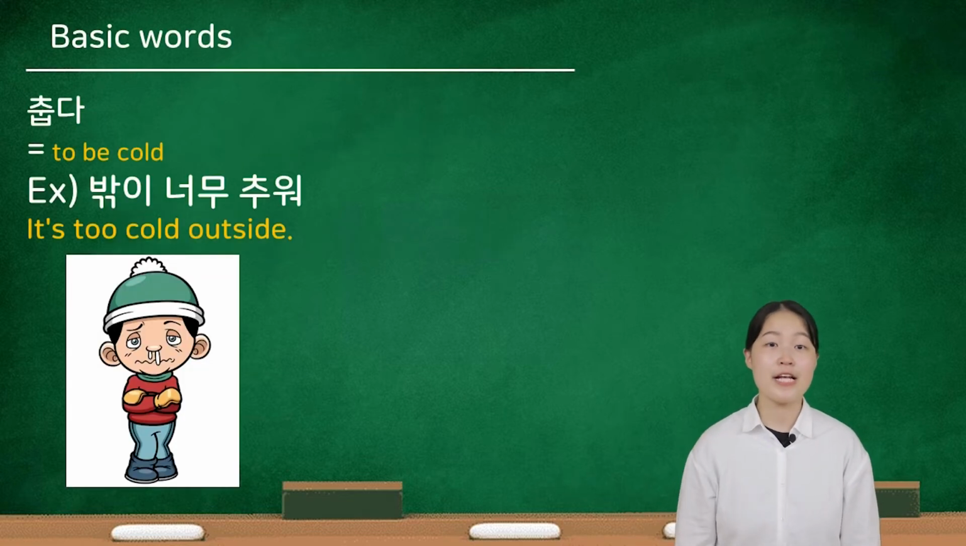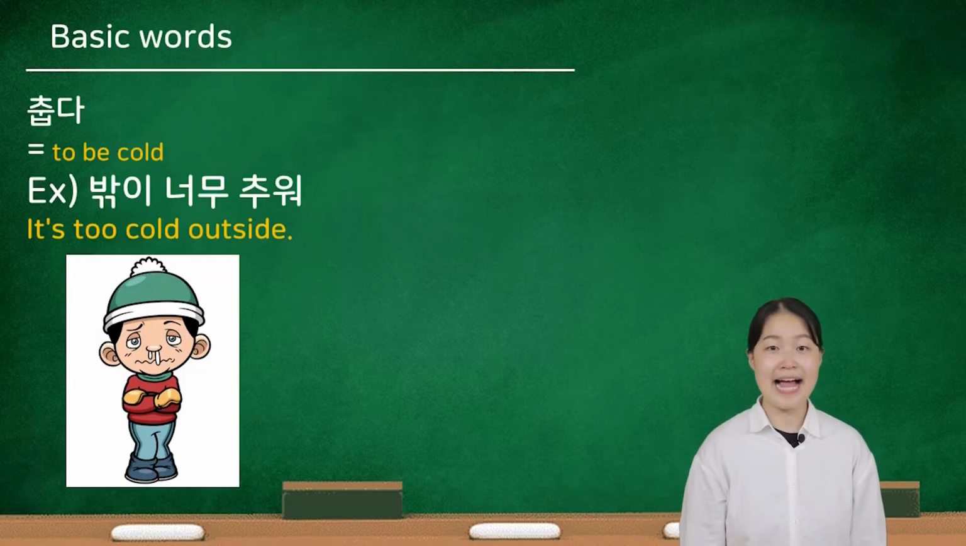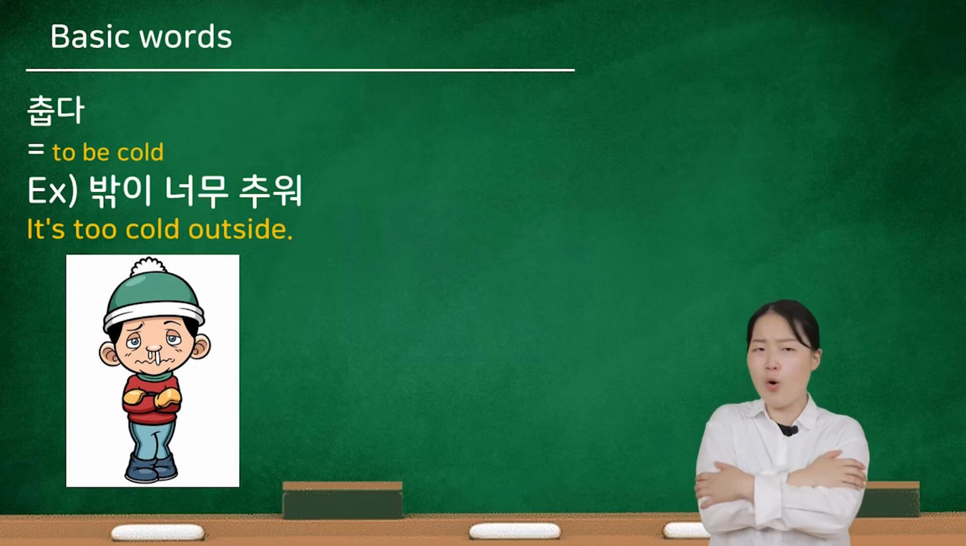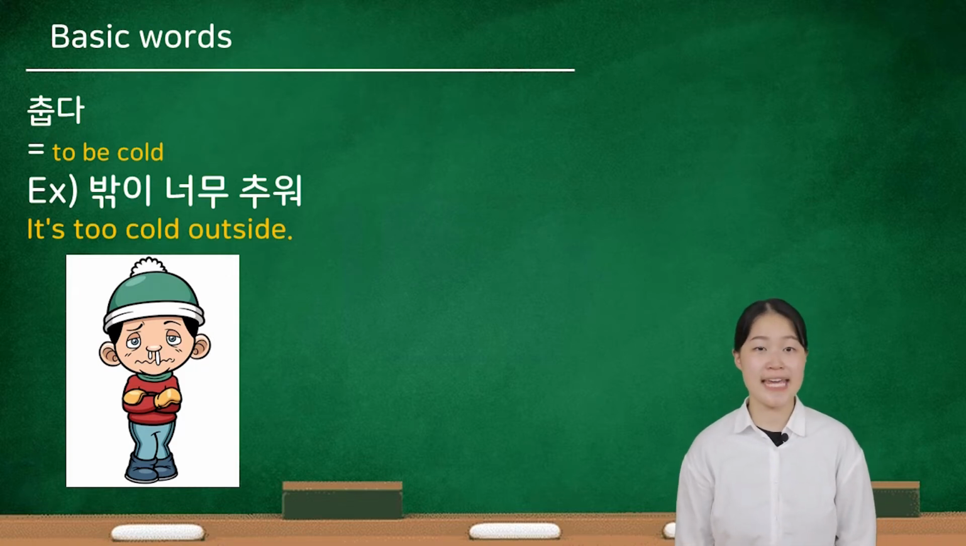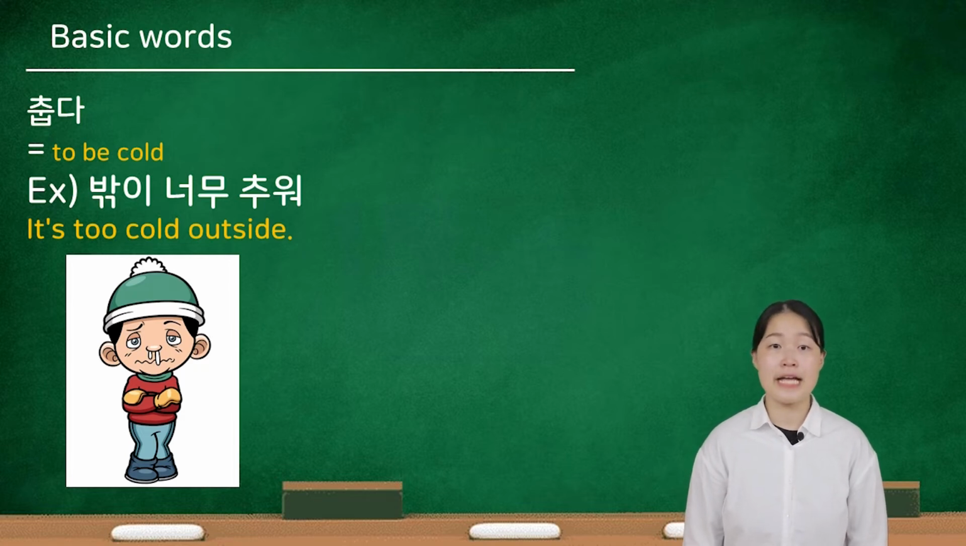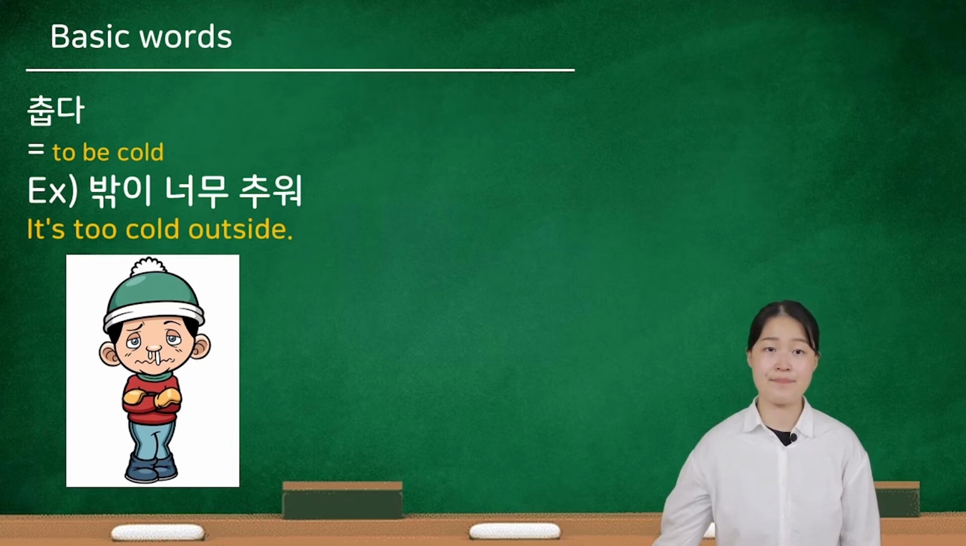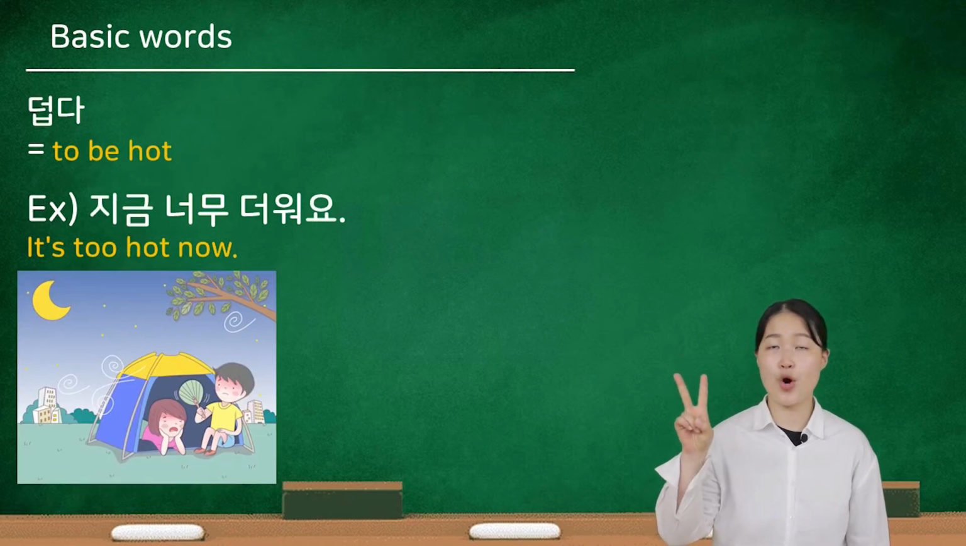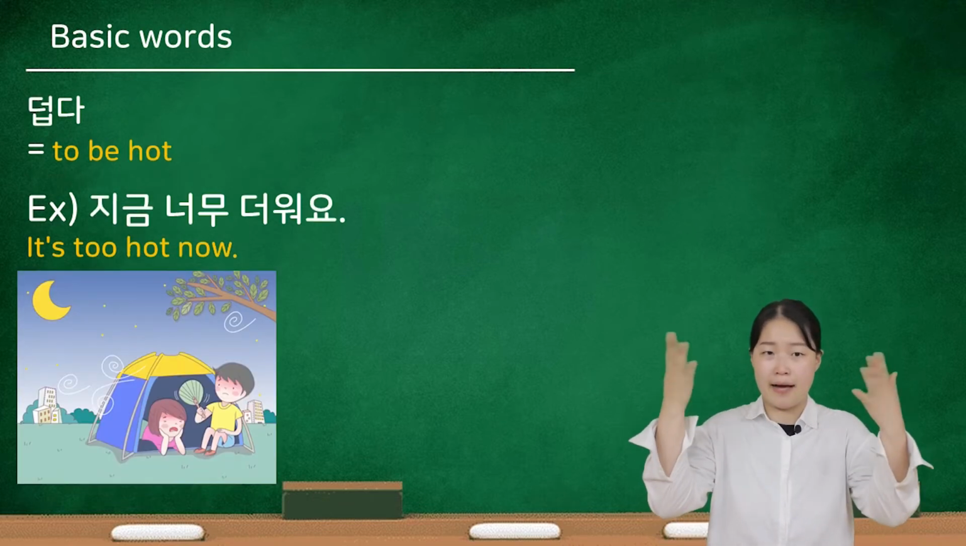First, the meaning of the word 춥다 is to be cold. You can use it when you feel cold. For example, if it's too cold outside, you can say 밖이 너무 추워.